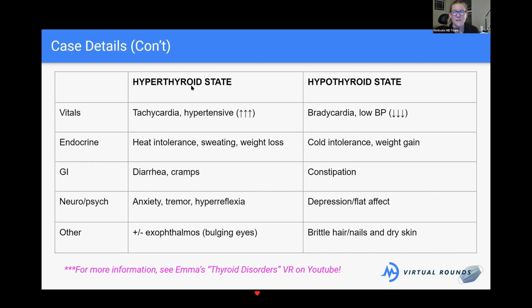Hypothyroid, on the other hand, is everything's going a lot slower and turned down. So you have a low heart rate, a low blood pressure. You might be intolerant to the cold. So again, if you're just in a normal room, you might feel like you need a blanket or you want to turn the heat up. Typically, you also gain weight with being hypothyroid and have constipation. Things are just kind of moving through you slower. And as opposed to having anxiety with hyperthyroid state, you would get more the picture of depression or having a flat affect. And then these other things are not really specific, but sometimes with hyperthyroid, you can get bulging eyes that are just very aggressively staring. And with hypothyroid, you can get dry skin, brittle hair, and nails.